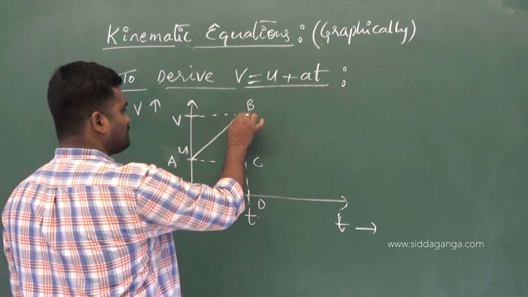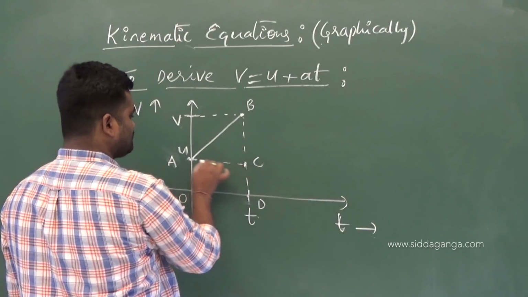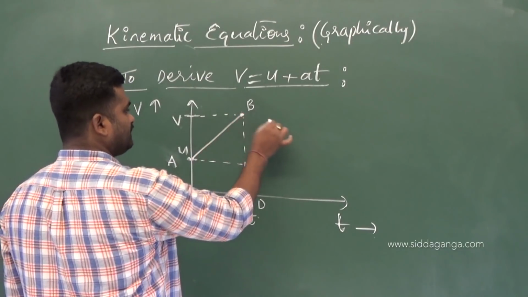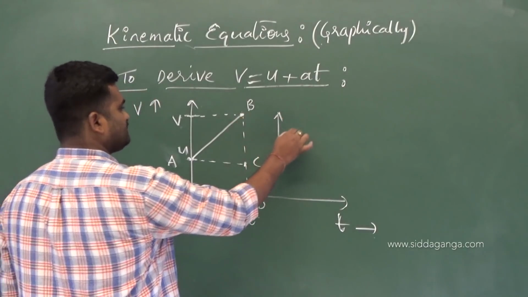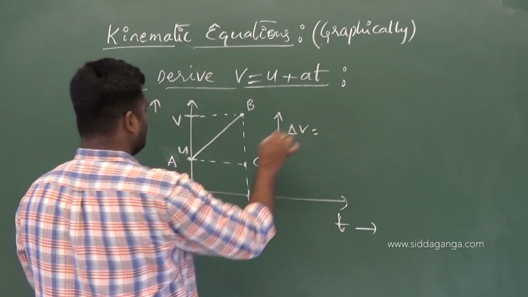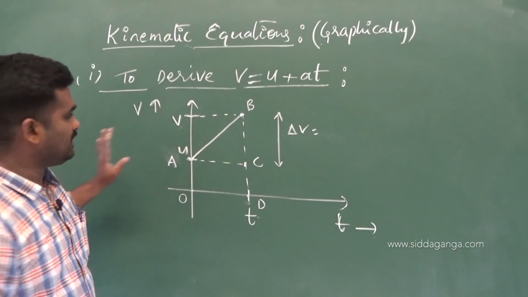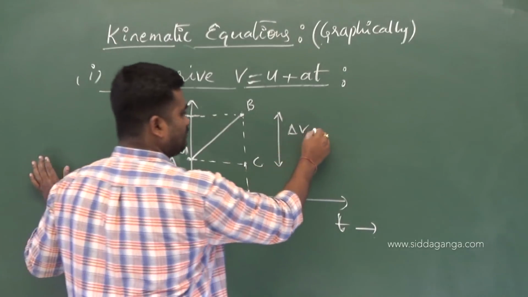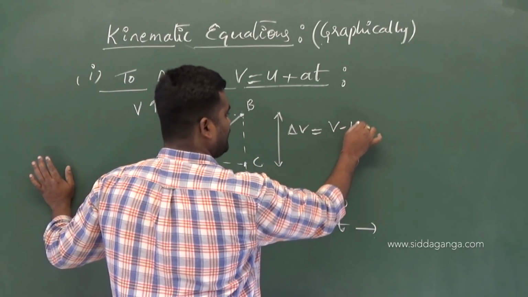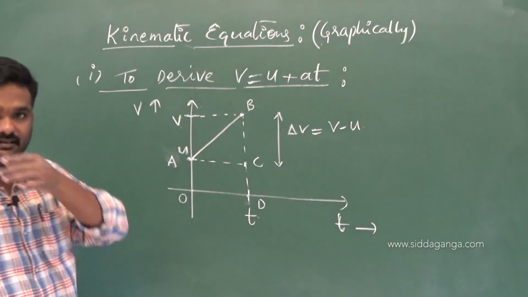I am going to find the slope of this graph. What you will get? Slope of this graph means from here to here only. So what is this change? Can you tell me now? How much is this change? Delta V, change in velocity. Change in velocity is final minus initial only. How much is it? V minus U. That is change in velocity.